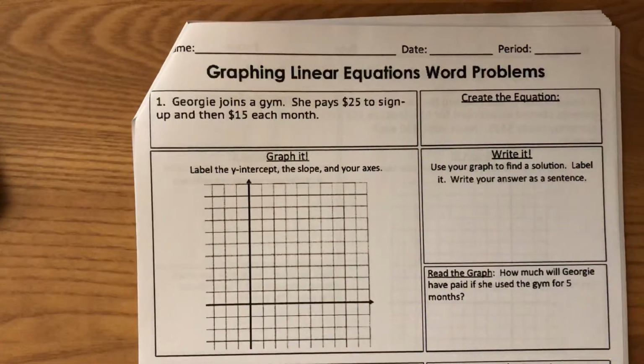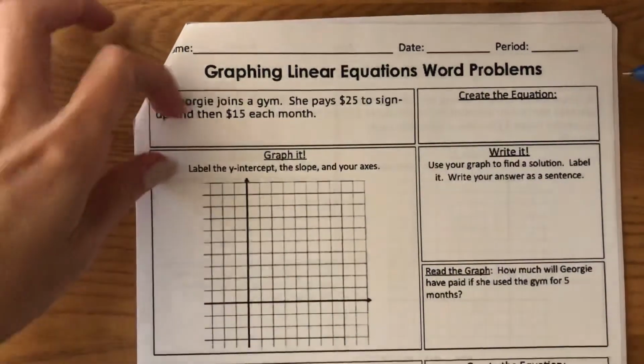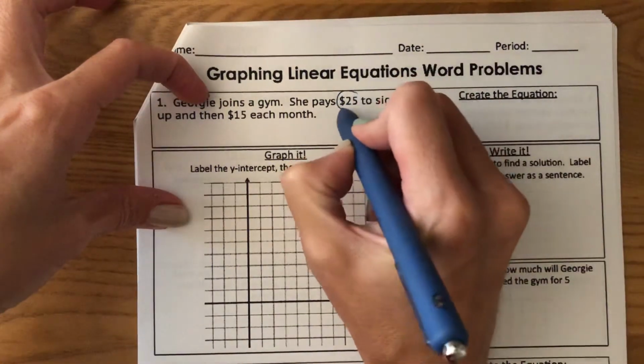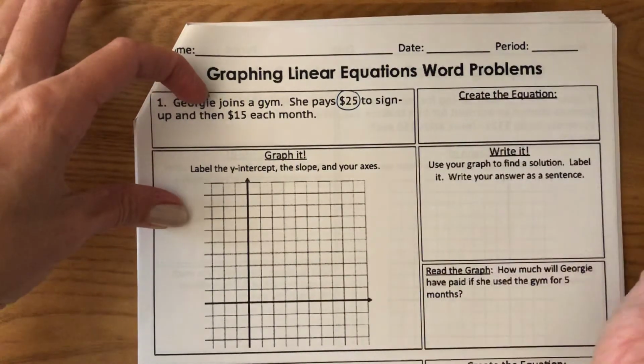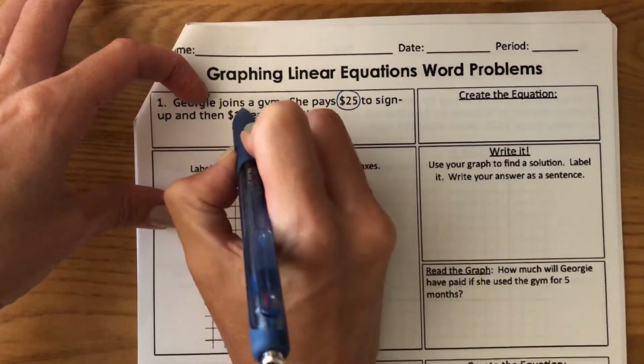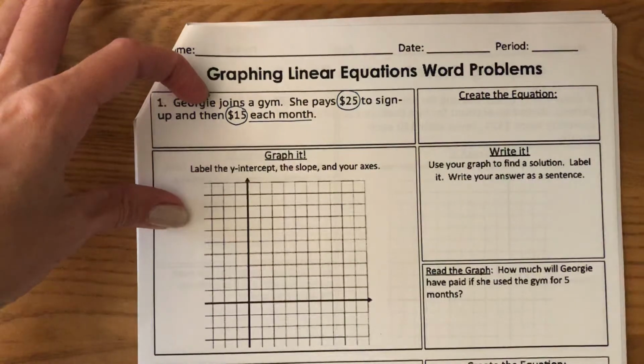Georgie joins a gym. Good for Georgie. She pays $25 to sign up, and then she pays an additional $15 each month. We need to write the equation in slope-intercept form. Well, what does that mean? I know she pays $25 to sign up, so at the very beginning, she has to pay 25 bucks. And then each month, she pays an additional $15.